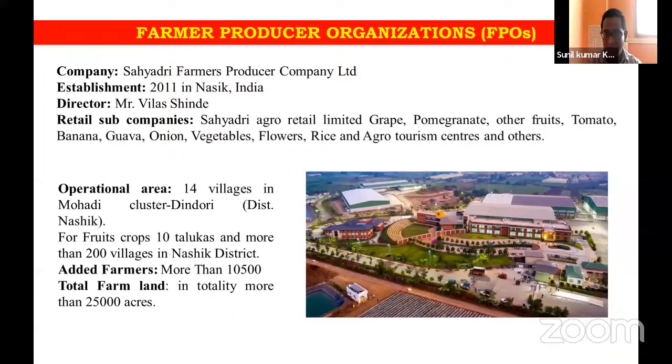They have added more than 10,000 farmers under this company, and they have farmland of around 25,000 acres. There you can see their pictures. They have every processing unit, and they have retail centers in Mumbai, Pune, and Kolhapur, in most parts of Maharashtra itself.